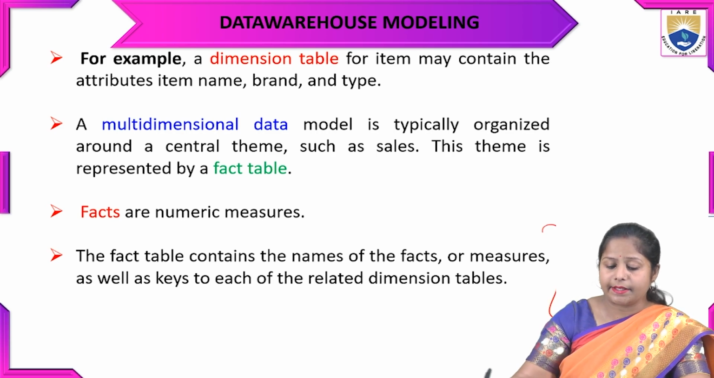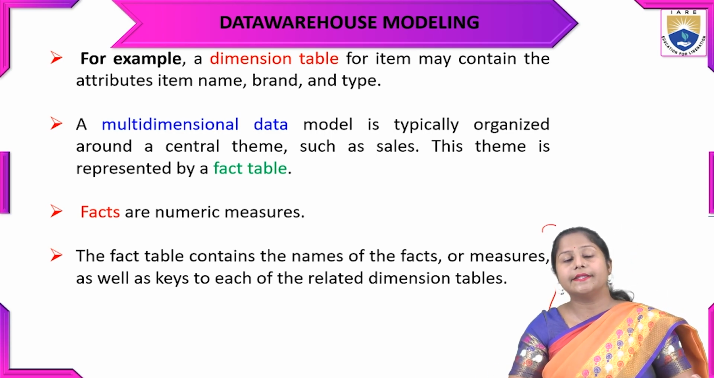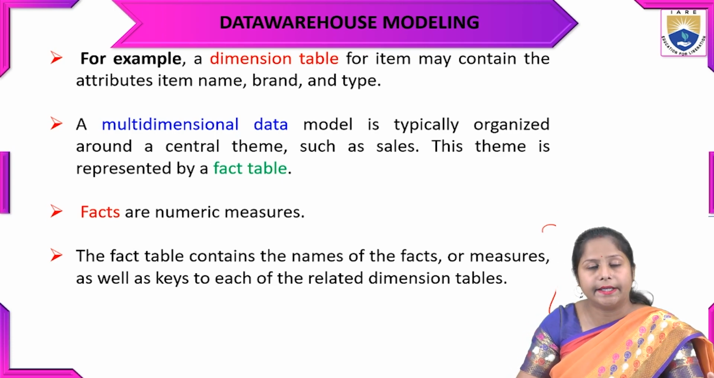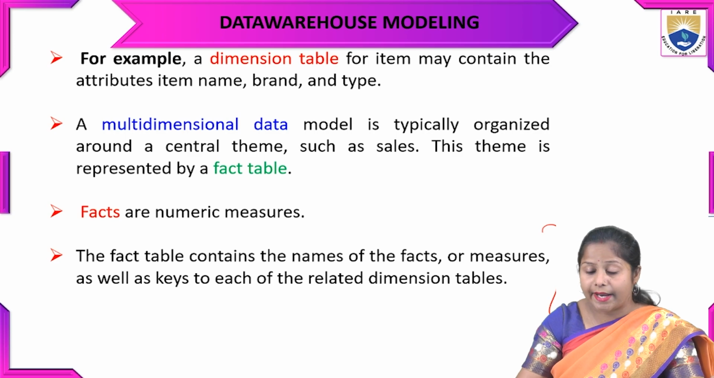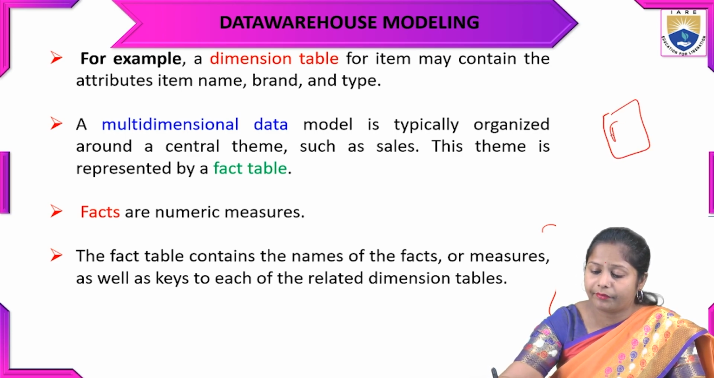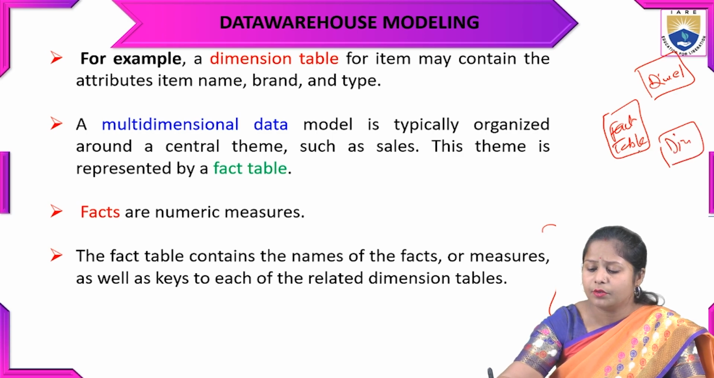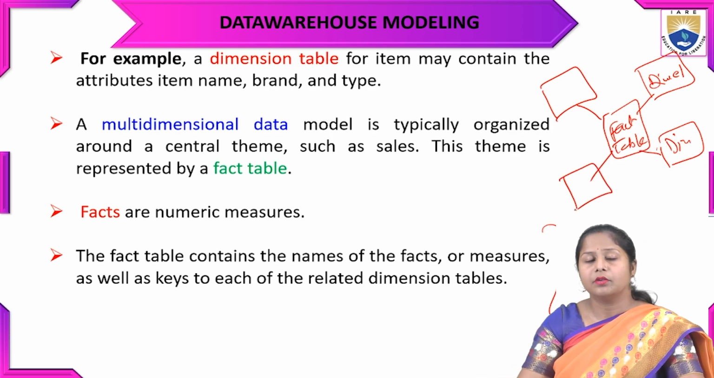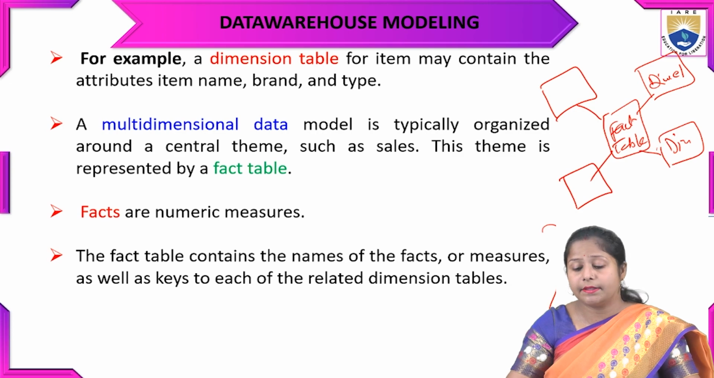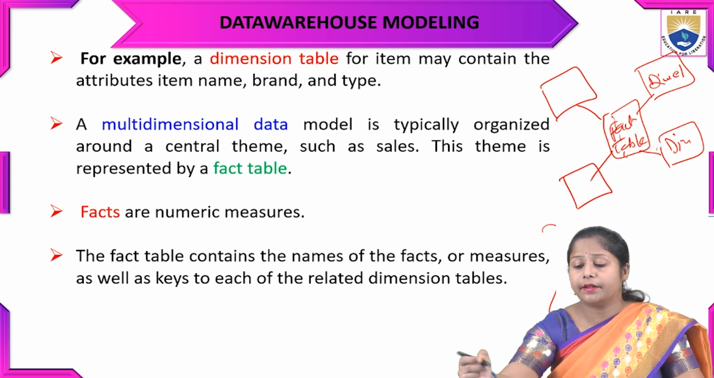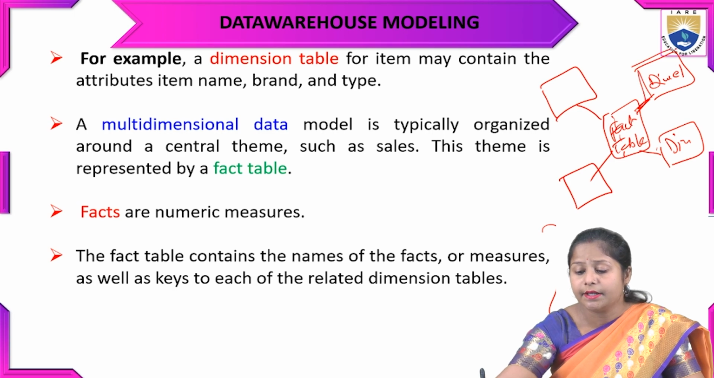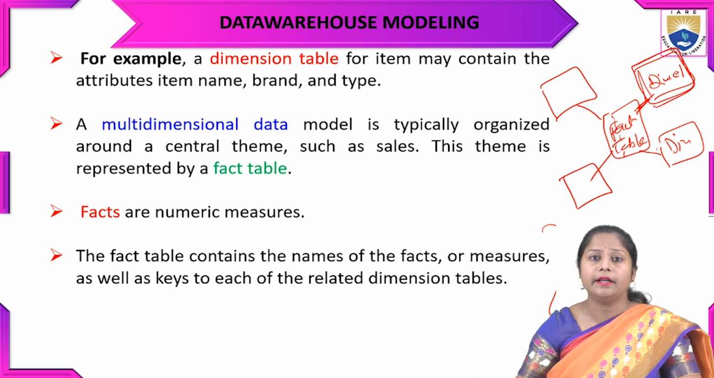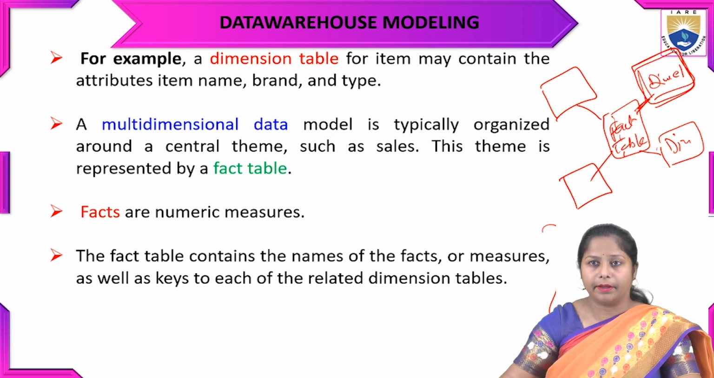The fact table contains the name of the fact, or measure, as well as the key to each of the related dimension tables. The fact table will be in the center, and surrounding it will be many dimension tables. Suppose this is dimension 1, dimension 2. All will be associated with this central fact table. And the attributes related to the dimensions will be stored in the dimension table.